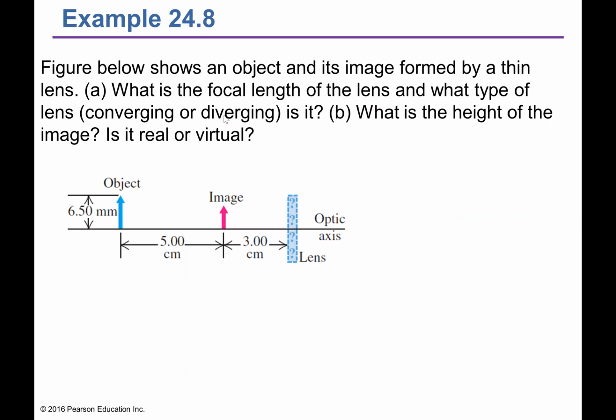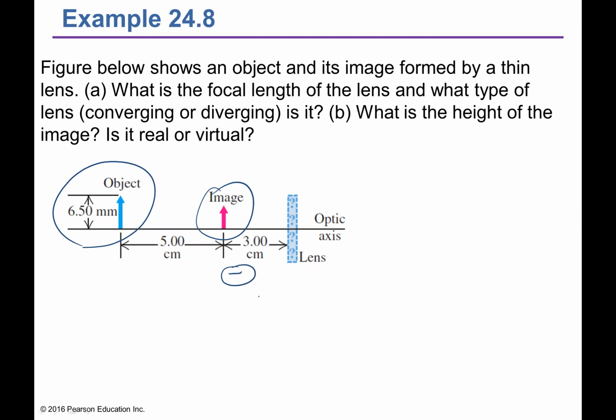So you can see the figure below shows an object and its image formed by a thin lens. What is the focal length of the lens, and what type of lens, converging or diverging, is it? Okay, so let's look at what we have. Here's the object and here's the image. Well, let's see. Where is the image? Well, the image is in front of the lens, which, remember, is the negative side of the lens.